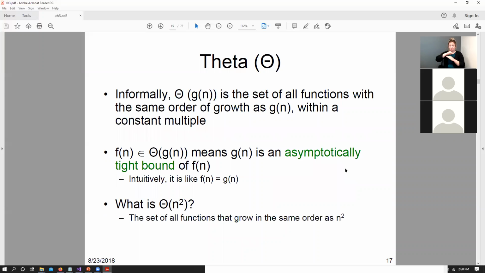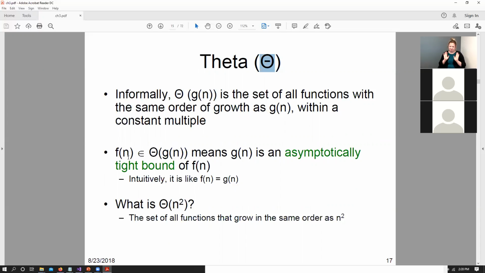Okay, then we have theta. Big theta basically means that we are talking about the average case of our algorithm. I usually remember this because the dash is in the middle of the notation, but sorry about that. You can remember it as you want.